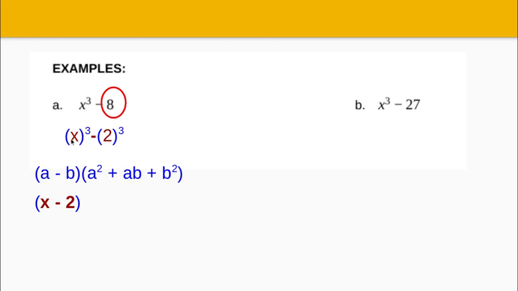In the front is the first thing times itself. So x times x goes here, so that's x squared. I'm going to jump all the way to the back. It says b times b. 2 times 2 is 4. So back here is going to be 4.